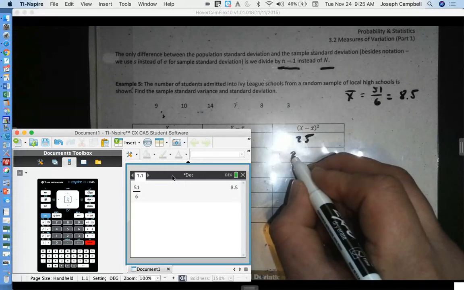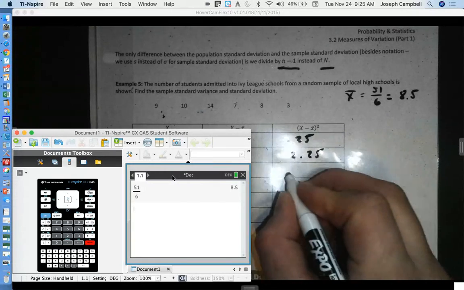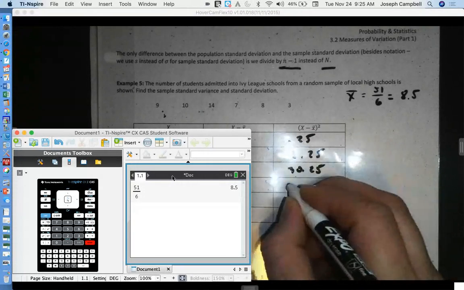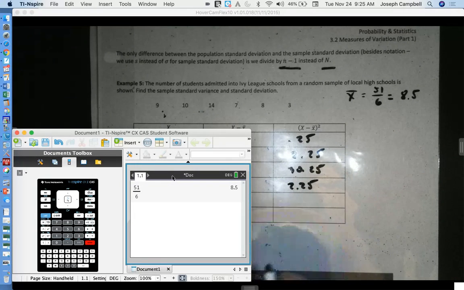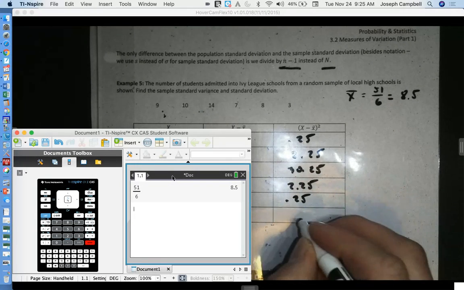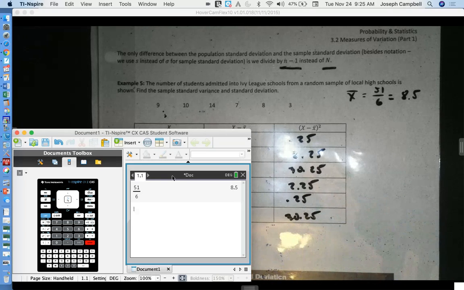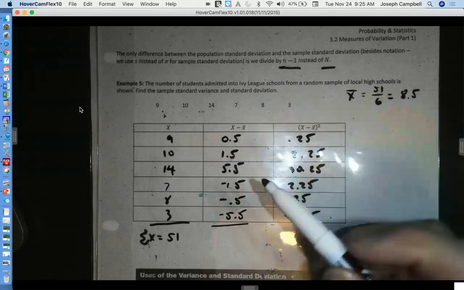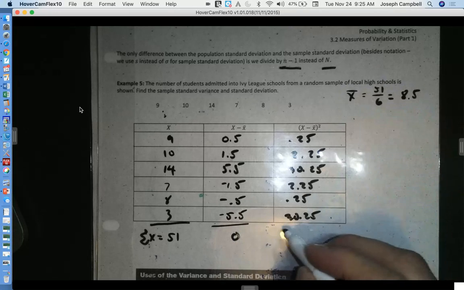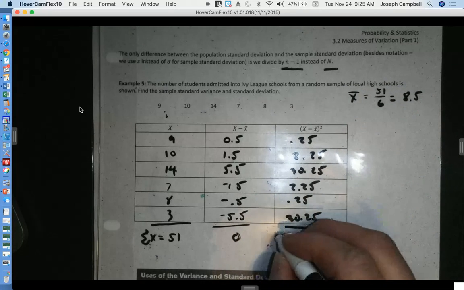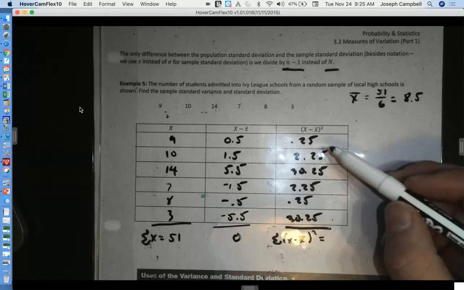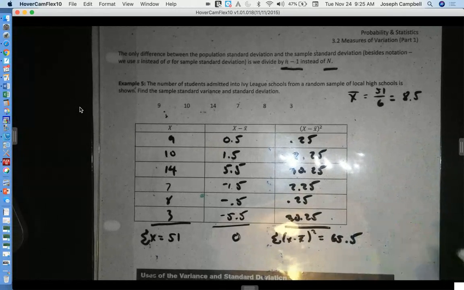0.25, 2.25, 30.25, 2.25 again, and now we're looking at just repeats. Okay, of course, what should this sum up to? This should sum to 0, and this sum of x minus x bar is going to equal 65.5.